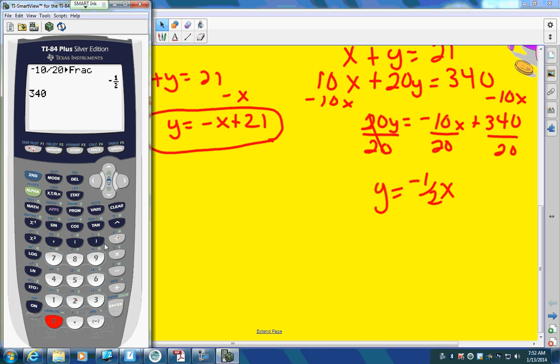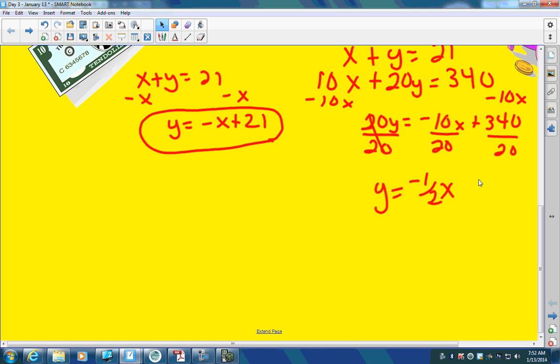I'll try to be slick here. Divided by 20. All right, what's 340 divided by 20? Math, enter. The calculator is not being my friend. 17. It would have reduced it for you easily.